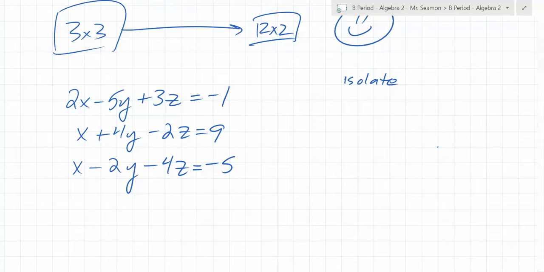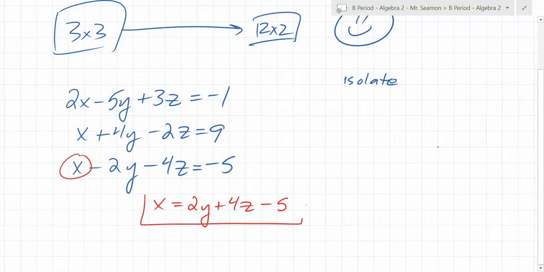You're going to pick one variable in one of the equations. Which one do you want to pick? Yeah. The x in the third. If we isolate that one, we end up with x equals 2y plus 4z minus 5.